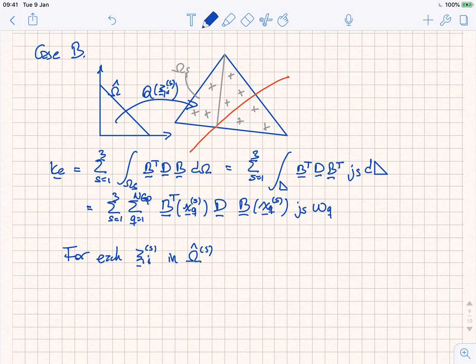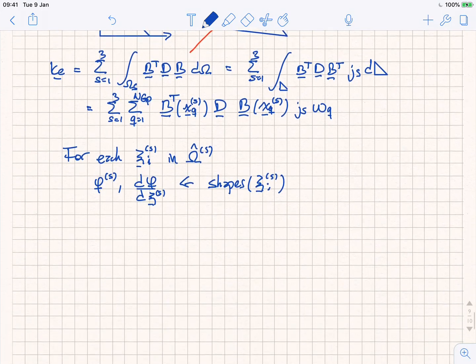Well, at that integration point, I do as before, I compute my shape function vector S. The derivative of the shape function vector with respect to master coordinate, of course, I am dealing with the integration element. Yeah, and we do this by calling the same function as we had before, shapes, and then we're passing that integration point.